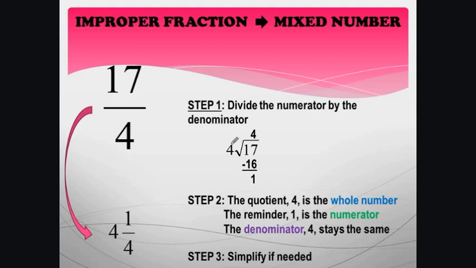So in this case, we're figuring out how many times 4 goes into 17 without going over. 4 goes into 17 4 times. 4 is our whole number, which is right here. 4 times 4 is 16, and then we find the difference, which is the remainder, and that is our numerator. And our denominator stays the same, which is 4. So 17 over 4, written as a mixed number, is 4 1/4.